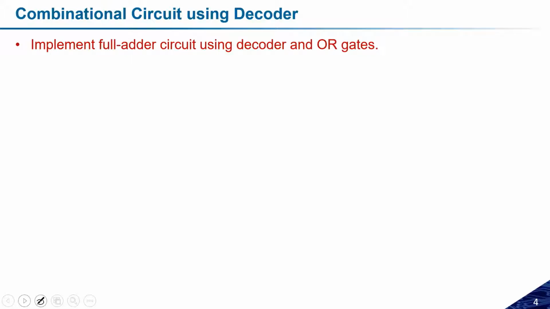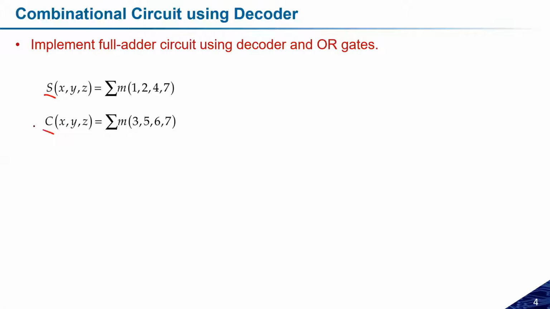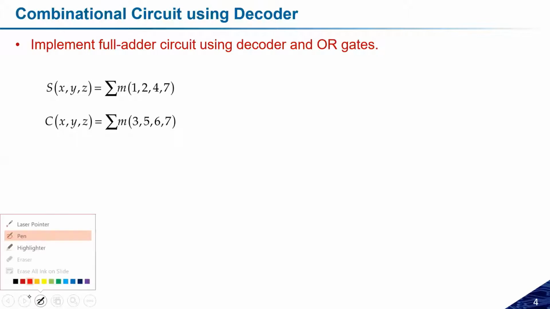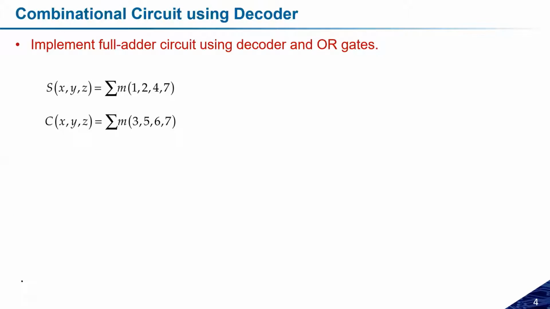Now we know that if I want to design the full adder, I have two outputs. One will be the sum and the second will be the carry. This is what we know. Sum and carry are known to us. Now let us see how it can be designed. Before designing, let me explain a few things which are required over here.